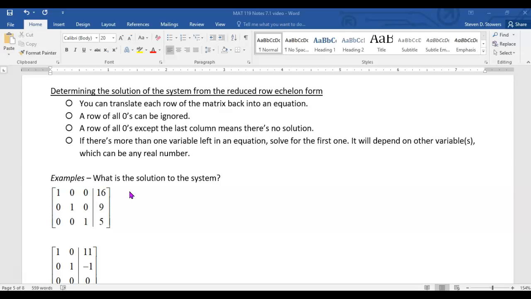But if you have a row that's all zeros except for a number in the last column, like 0, 0, 0, 1, that means there's no solution. You have an inconsistent system, one where there's no way of making all the equations true at the same time.